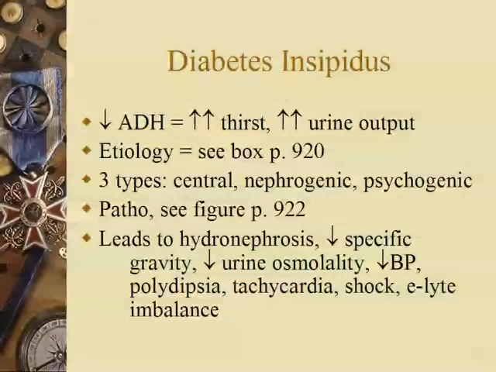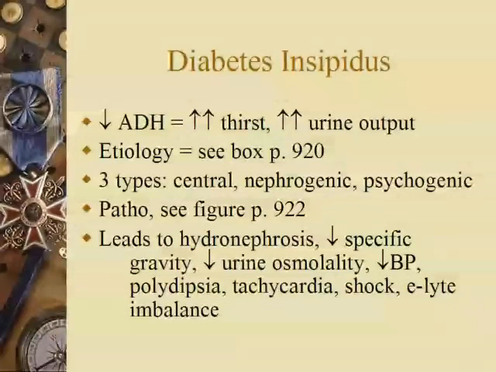Diabetes insipidus, you'll have a decrease in your ADH. So the patient will be very, very thirsty, and they'll have a very, very large urinary output. There are different causes for it. There's a box on page 920 that lists them. There are 3 different types: central, nephrogenic, or psychogenic. There's a figure on page 922 that gives you your different types.